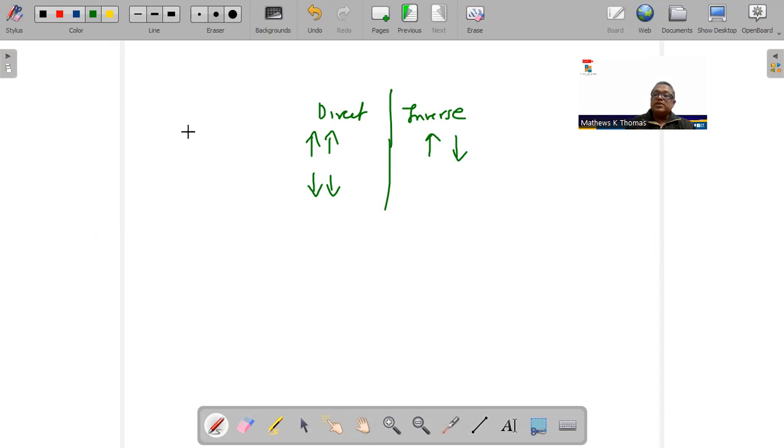So direct proportion is, let's say, the more we buy, the more we have to pay. Okay, so I'm just explaining. Let's say one copy costs rupees 10. So 5 copies cost how much?